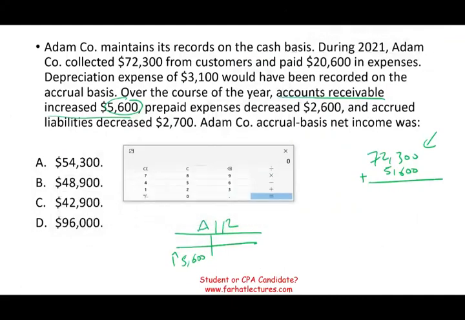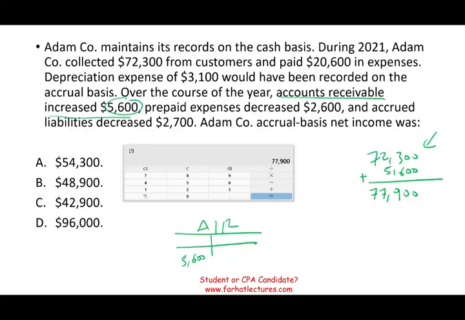At least we are not told any of it is unearned revenue. In addition to that, you are told accounts receivable went up. It means we're going to take $72,300 plus the work that you are not paid for yet, but although you haven't been paid for it, it's revenue. So your total revenue is going to be $77,900.